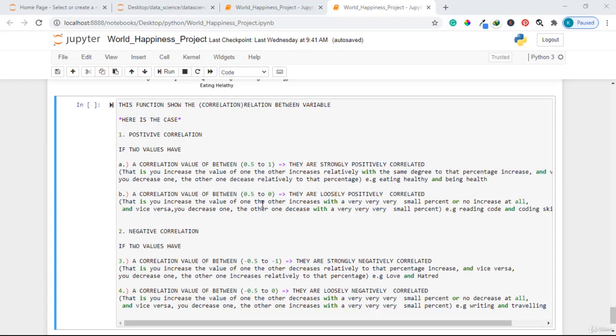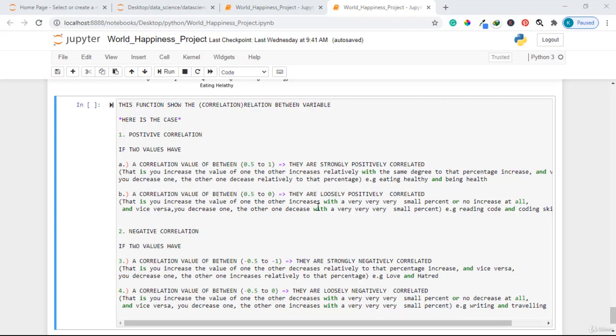But if the correlation value in this case is 0 to 0.5, that is, it's less than 0.5, it means these two variables are loosely or poorly correlated. And this means that if you increase the value of one variable, the other one increases with a very small percentage or no increase at all.